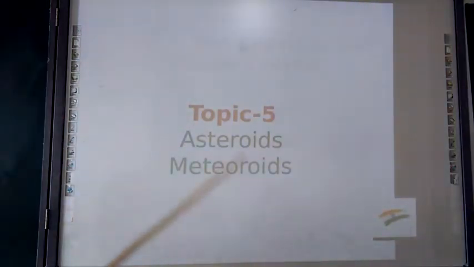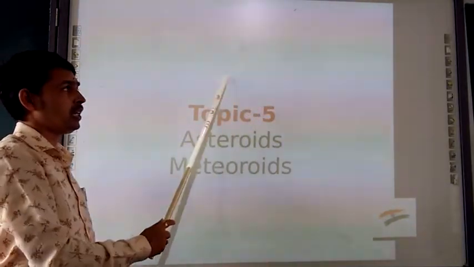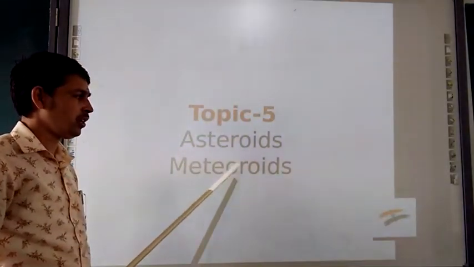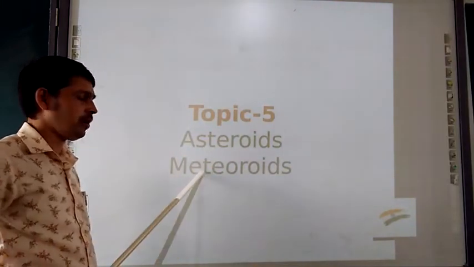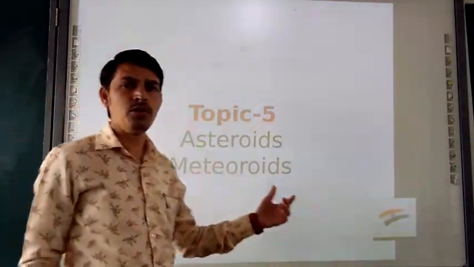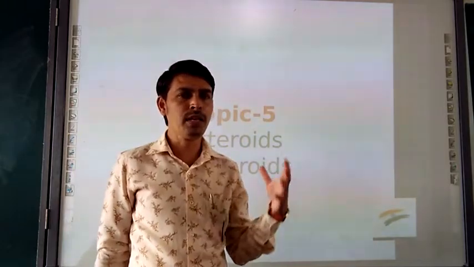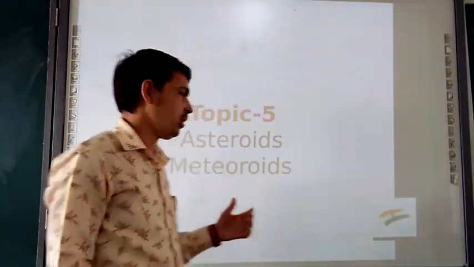Point number 1, chapter number 1, the Earth in the solar system. Topic number 5, asteroids and meteoroids. We will see what asteroids are and what meteoroids are. First I am going to show you a photograph. By the photograph you can understand what asteroids and meteoroids are.